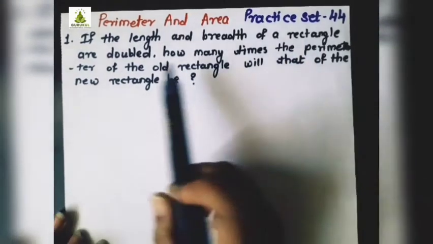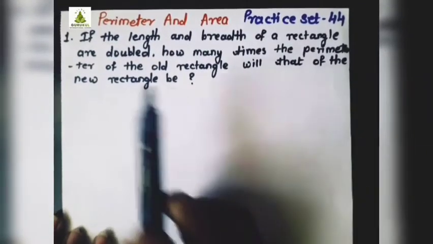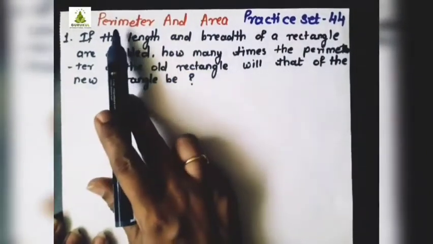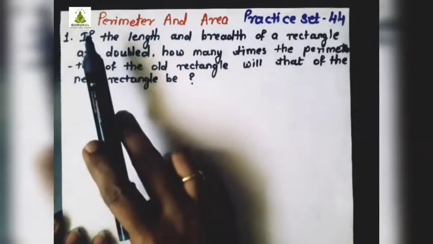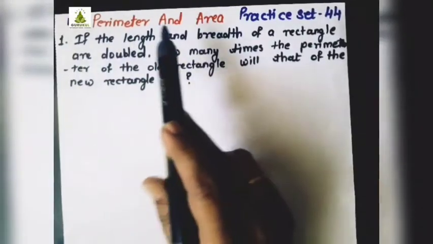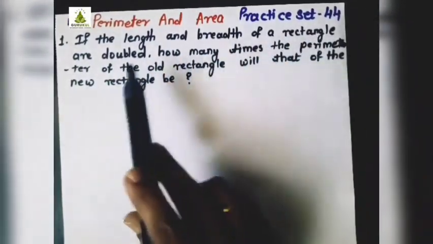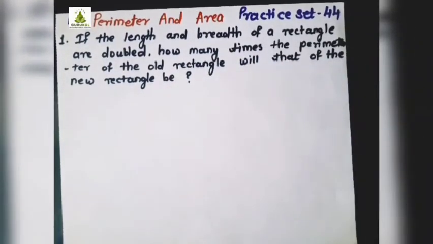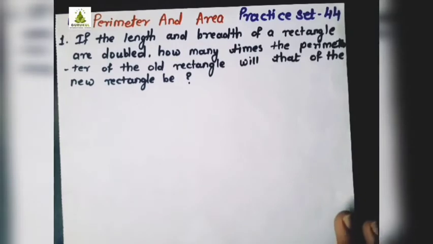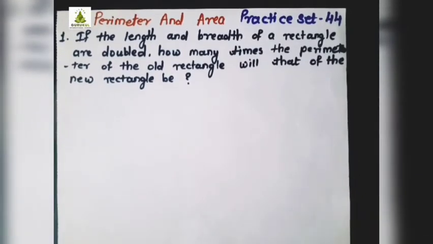Practice set 44, lesson number 12, perimeter and area. Very first sum, okay, we are going to solve which is based on the concept of perimeter. So what is the question? First question, if the length and breadth of a rectangle are doubled, how many times the perimeter of the old rectangle will that of the new rectangle be? Now here they haven't given us any values for the length and breadth. They have just asked the condition.